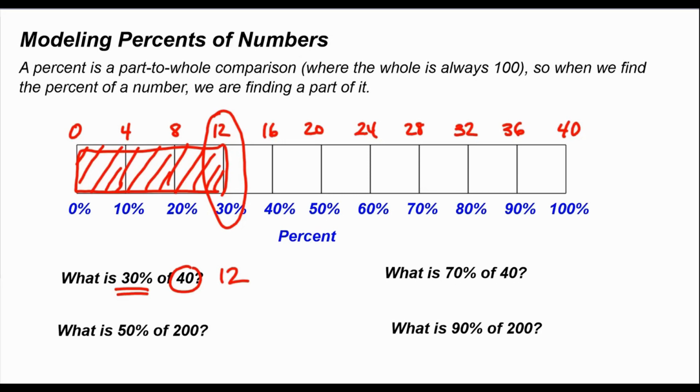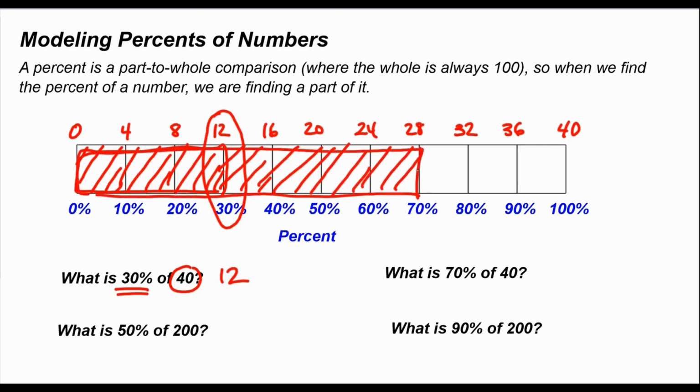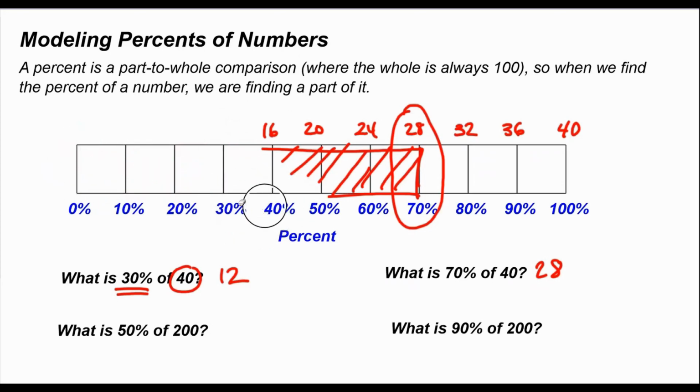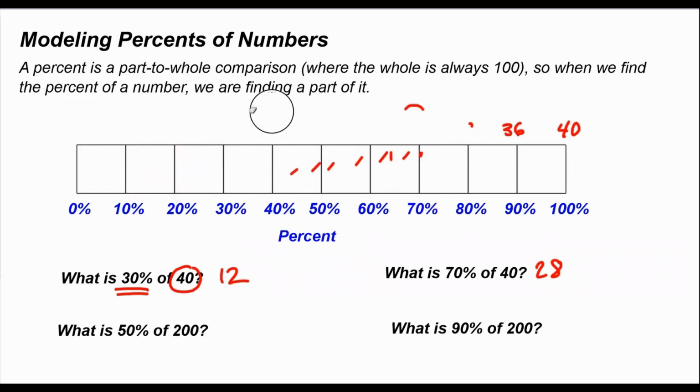So let's look at the next one. What's 70% of 40? Well, for 70% of 40, I would have to fill more of my bar in. There's 50%, 60%, and then I get to 70%. So here is 70% of 40. And if I look at my bar, 70% of 40 is 28. So that's how we can think of modeling our percents, of finding a part of a number where the whole is always out of 100, and we're dividing our number into equal parts.